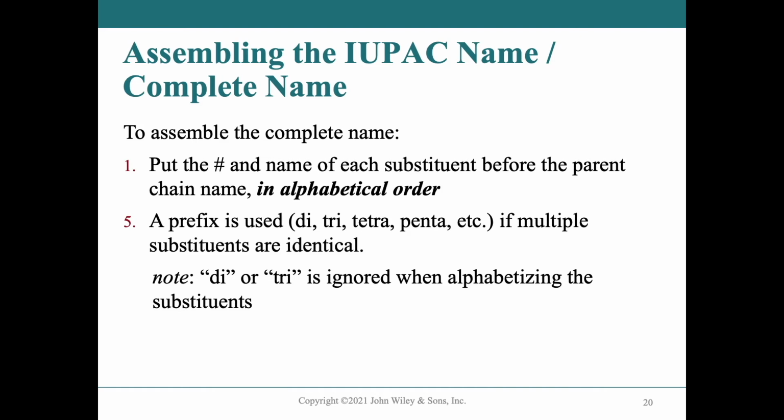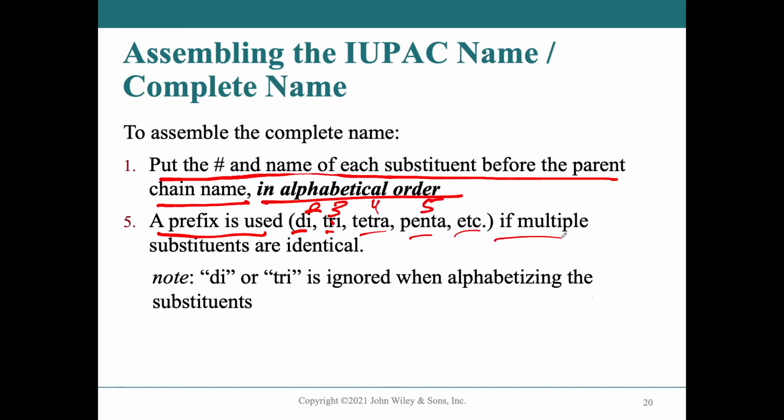So let's complete the name now. I've been completing the name for you, but the last step is to put the number and the name of each substituent before the parent name in alphabetical order. And prefixes that you can use for identical substituents are di, tri, tetra, and penta: two of the same, three of the same, four of the same, five of the same, etc. If multiple substituents are identical. But when you're alphabetizing, you don't have to worry so much about those prefixes that denote how many there are.